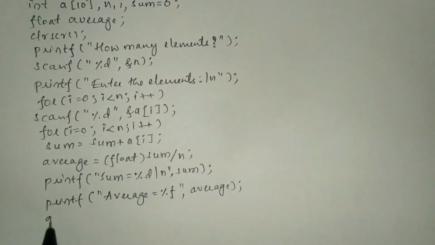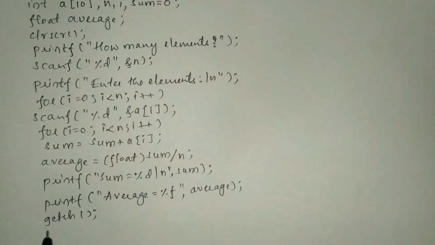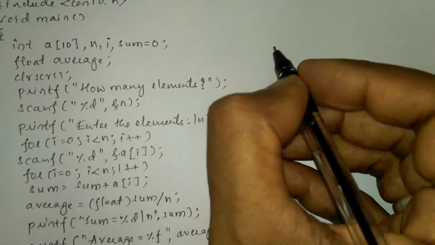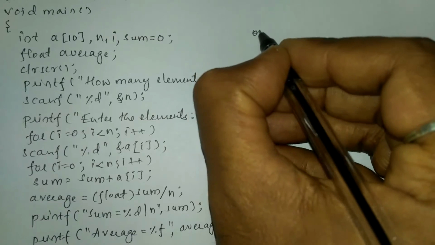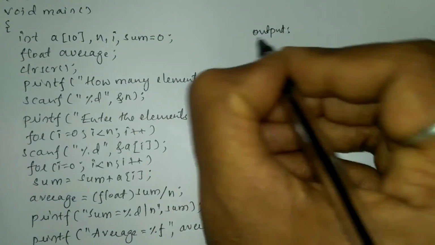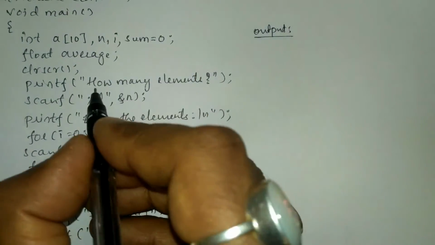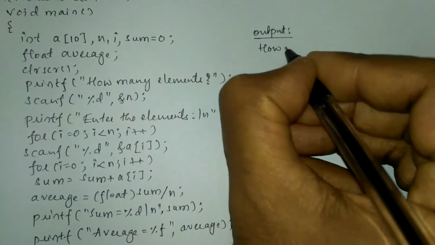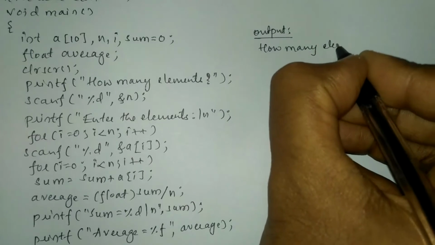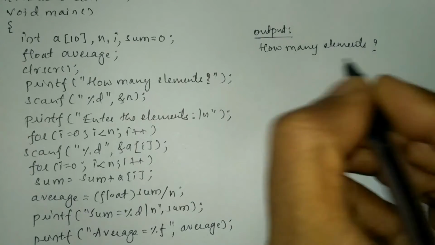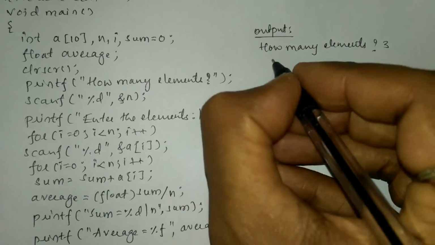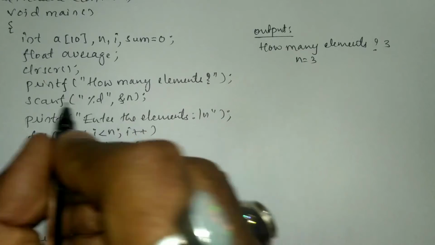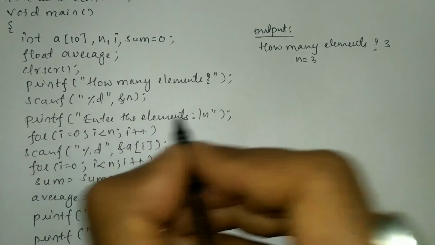And here I'm going to write the getch function, curly closing brace for the main function. Now let us compile and run this program and check out how exactly it is going to produce the result. Once we compile and run this program, it will ask the user how many elements. For example, I'm going to enter 3, and after entering 3, n is equated with value 3 because of this scanf statement.